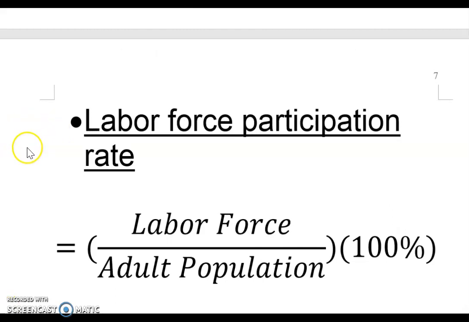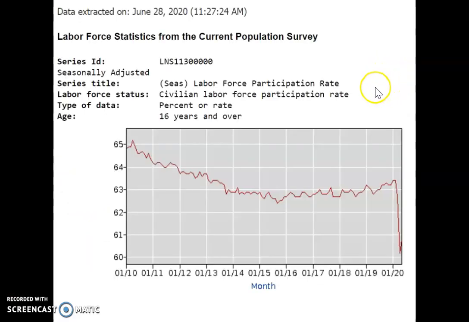The Bureau of Labor Statistics also calculates the labor force participation rate. So among the adult population, how many people are willing to work? And that is the labor force participation rate. In the past decade, our labor force participation rate has been around 63 to 65. Currently, due to coronavirus, it has dropped down to almost 60%. But I believe that once the pandemic is gone, probably it will go back up to 63%.